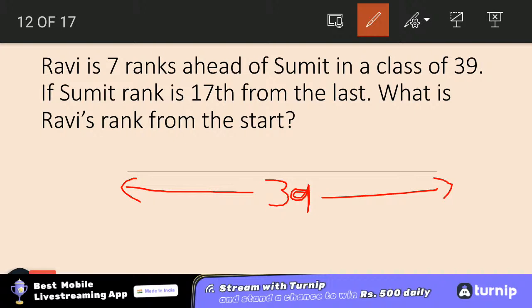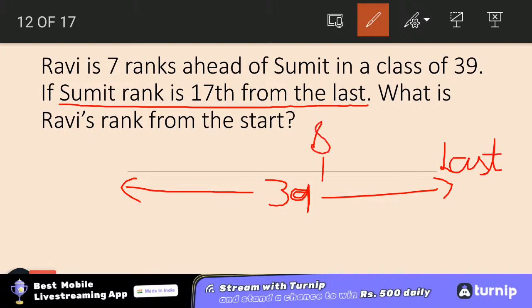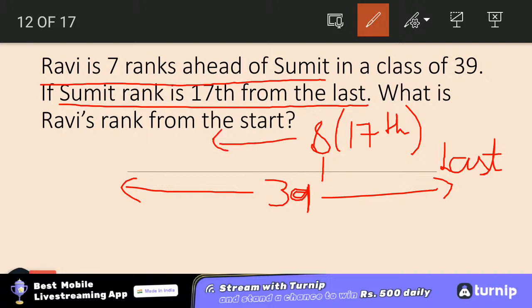अब हमें रवि की तो कोई रैंक का पता नहीं है, but सुमित की रैंक is 17th from the last. If this is the last which we are counting, and what is Sumit's rank? 17th. So we assume that this is Sumit which is 17th from last. But it is given Ravi is 7 ranks ahead of Sumit. So we'll move 7 ahead and that would be Ravi's rank.